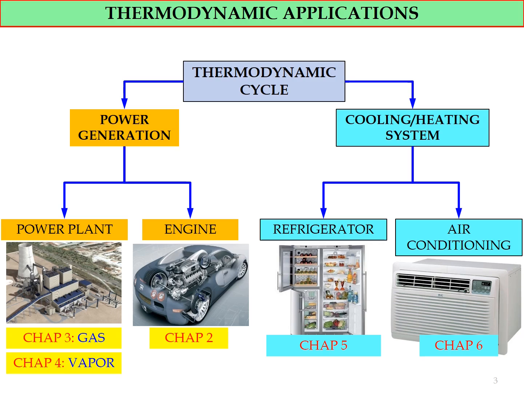Okay, if you look at this chart, under power generation we have already discussed the thermodynamic cycles that involve the power plant, and also the thermodynamic cycles that involve the internal combustion engine. So now chapter number 5 is actually under the cooling and heating system category.